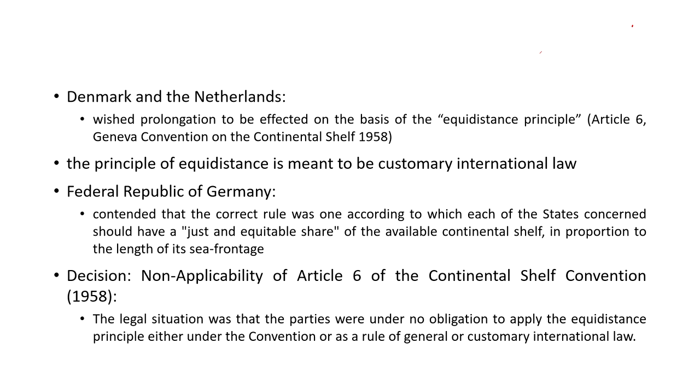So while denying the application of Article 6 on Germany, it concluded and said that the equitable principle can be applicable as far as such a situation is concerned. So delimitation of continental shelf can be seen by applying two rules. One is equidistance, the other being the equitable principle, that is, proportional division by the states concerned.